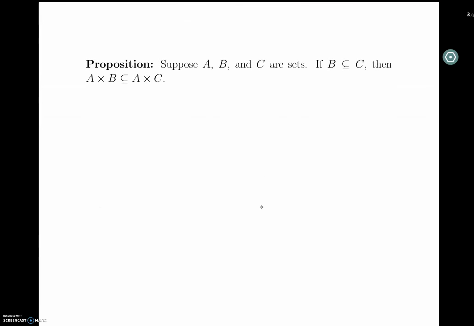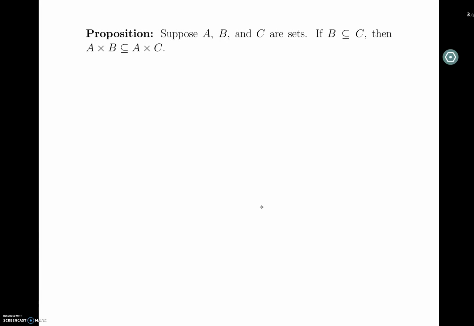Let's look at another one. So we're going to suppose that A, B, and C are sets, and then we will prove that if B is a subset of C, then A cross B is a subset of A cross C. So, our proof, we start by supposing that A, B, and C are sets such that B is a subset of C.